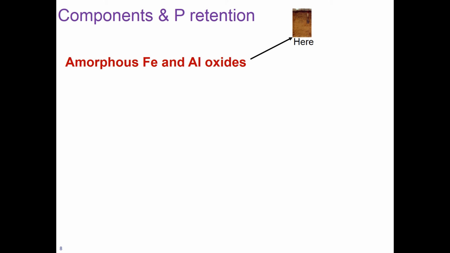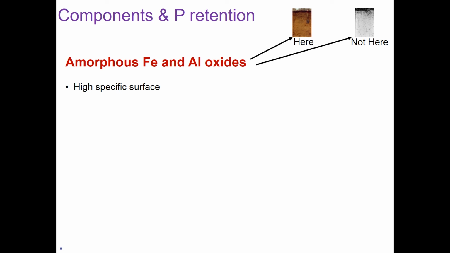So what are the relations between soil components and P retention? I want to start with amorphous iron and aluminum oxides, which are very important components in Florida soils with respect to P dynamics. You're likely to find these components where you see bright colors, and you're likely not to find them where you see white or very light gray, indication of very strongly developed E horizons.